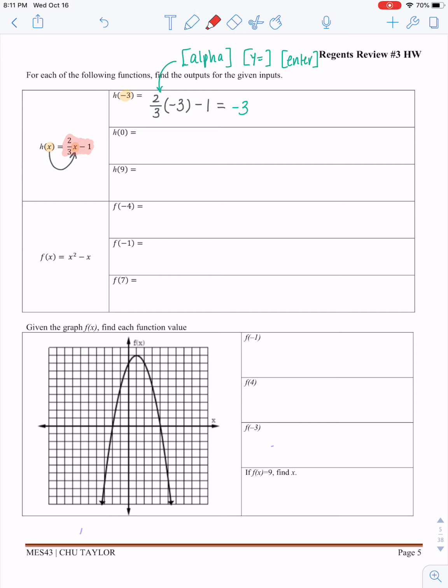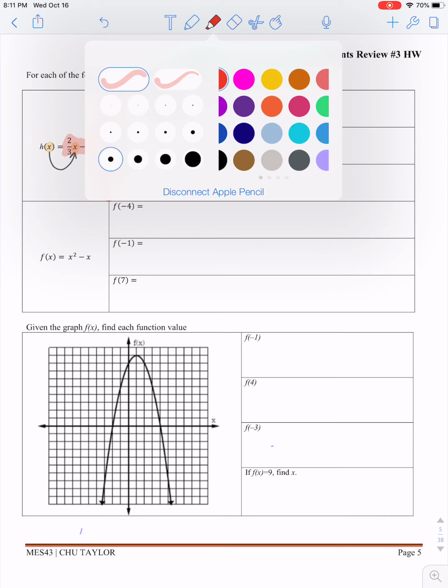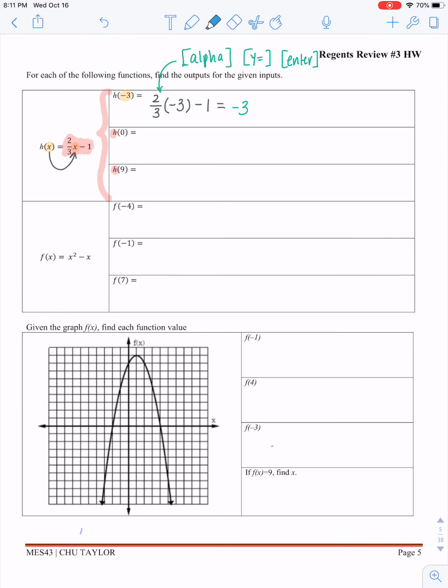Okay, so those all deal with h, which means you will be using this function here because they all deal with h. Let's take a look at the next function, which is f of x. So those are the next 3 problems. This function says when you are inputting x, you're going to do x squared and then minus x. So you're going to square the number and then subtract itself.